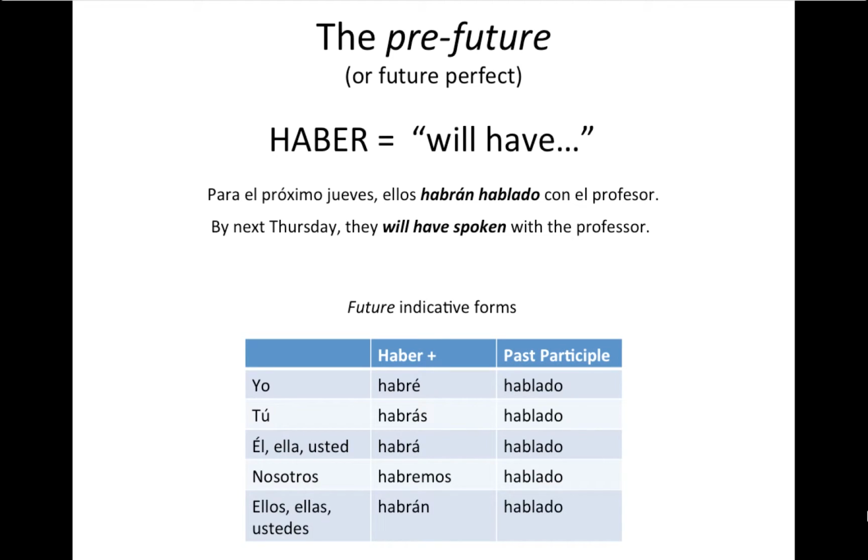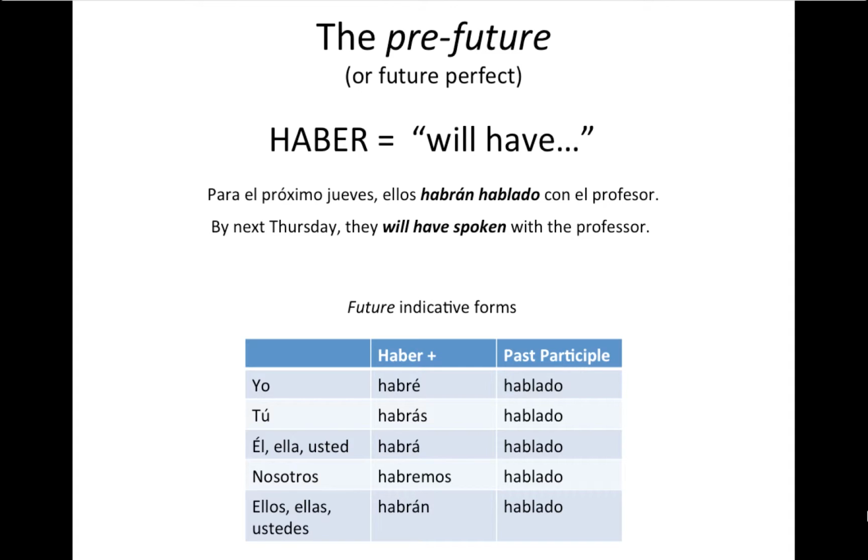So you would use then the future indicative forms of haber as follows. Yo habré hablado. I will have spoken. Tú habrás hablado. You will have spoken. Él, ella, usted habrá hablado. He, she, you formal will have spoken. Nosotros habremos hablado. We will have spoken. Ellos, ellas, ustedes habrán hablado. You guys will have spoken.